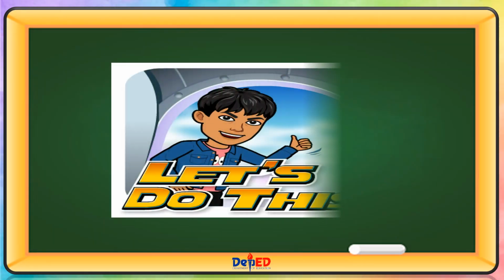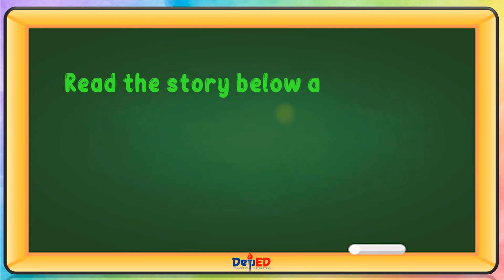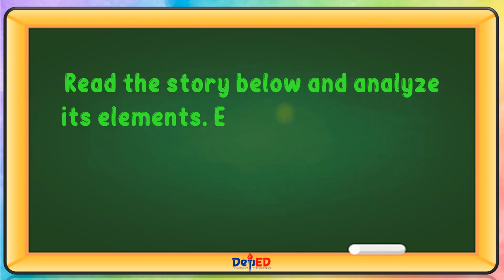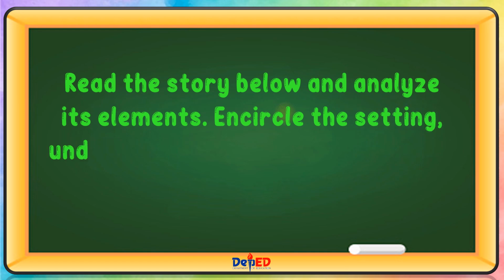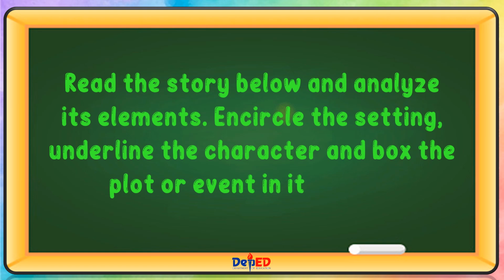Let's do this. Read the story below and analyze its elements. Encircle the setting, underline the character, and box the plot or event in items 1 to 4.